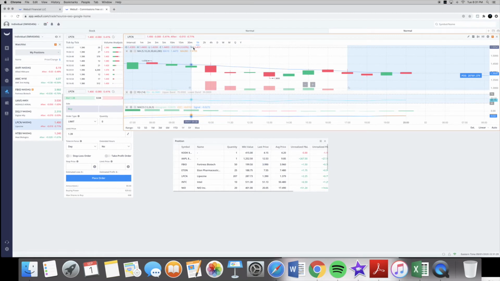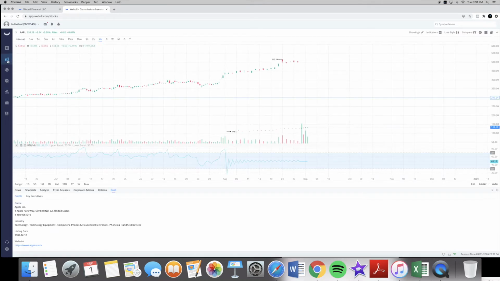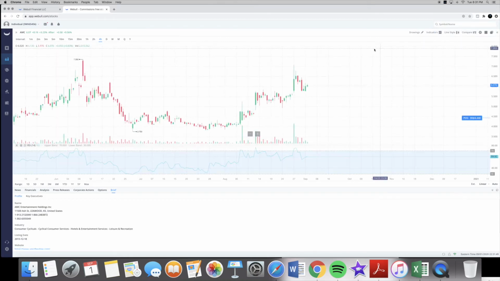All right. Now, let's go out here. This is another tool I like a lot about Webull. Right here, we can look for a stock. Let's go for AMC. In this area, you're not able to use multiple graphs at the same time. This is when you want to just look into more information about one stock.